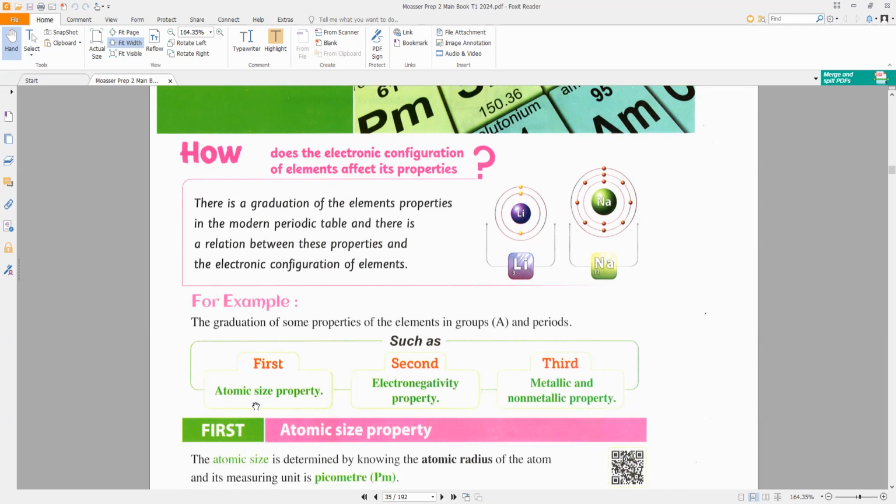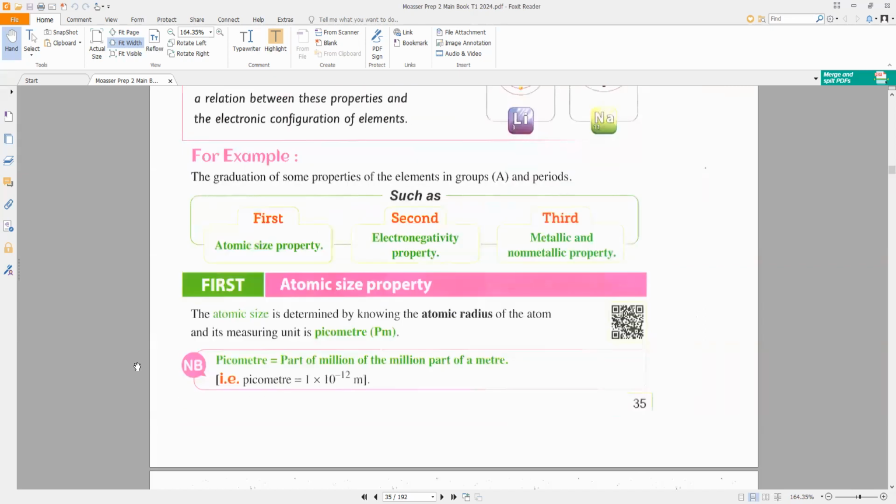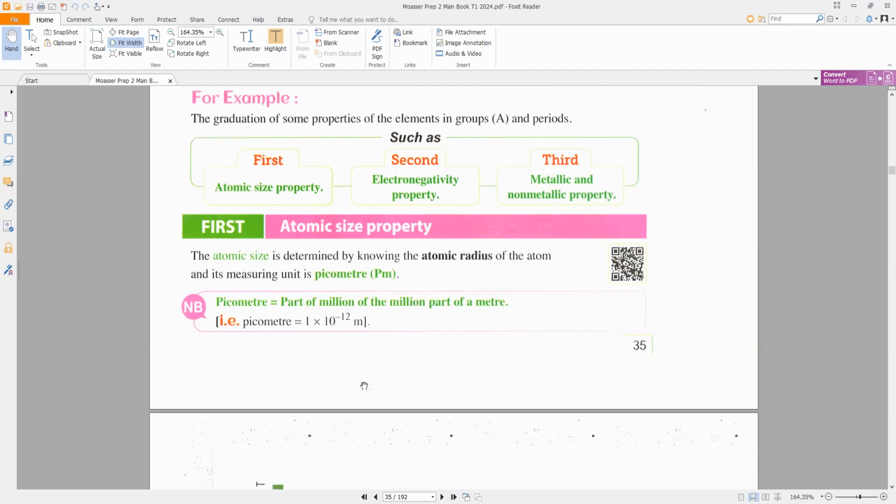First one, the atomic size. The electronegativity property, and metallic and non-metallic properties. And we talk about the atomic radius or the atomic size, measured by the unit picometer, and its abbreviation is PM. It's one part of a million part of a meter, equal to 1 times 10 to the power of minus 12 of a meter.